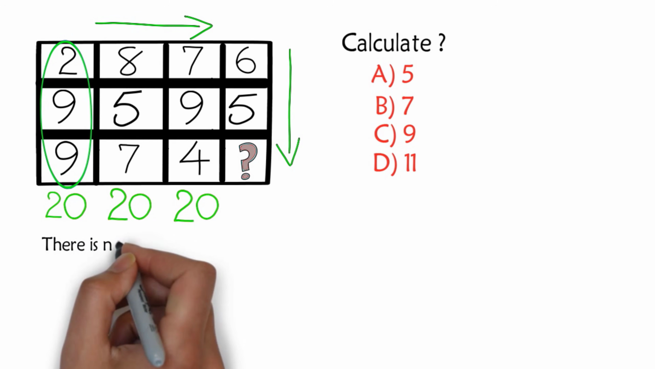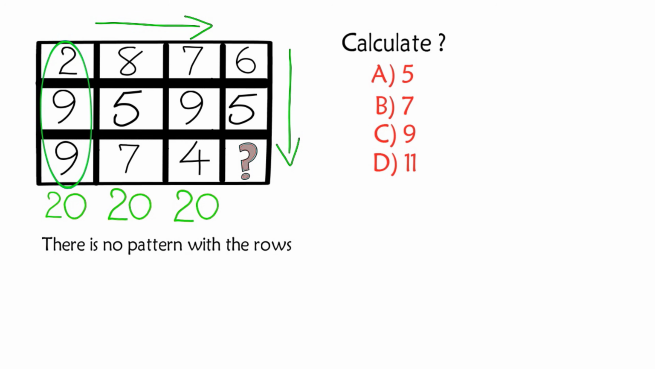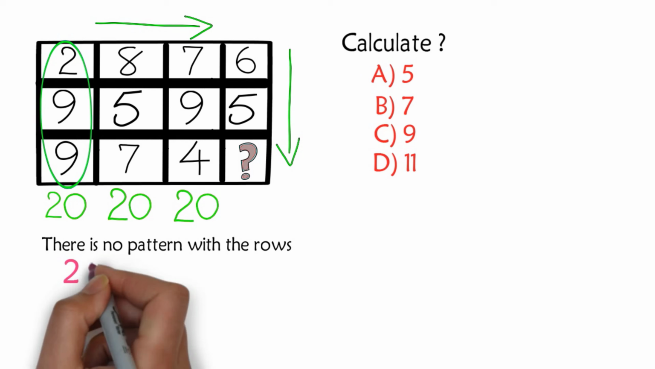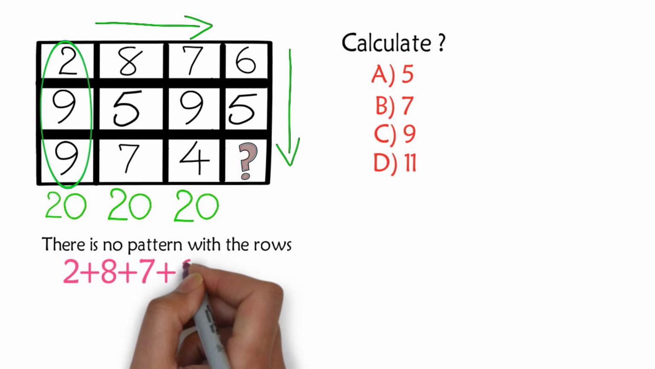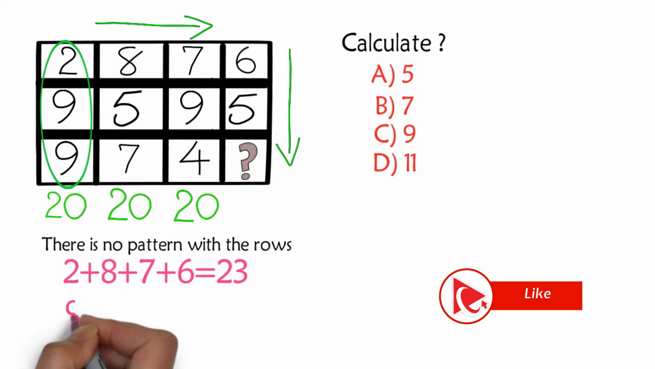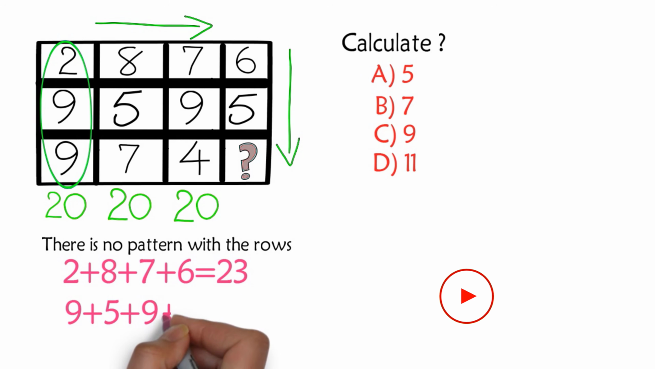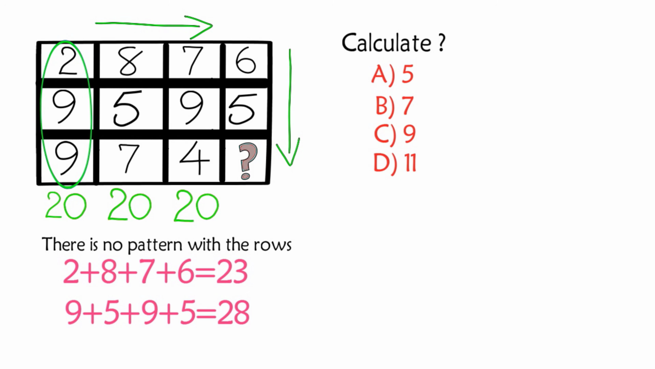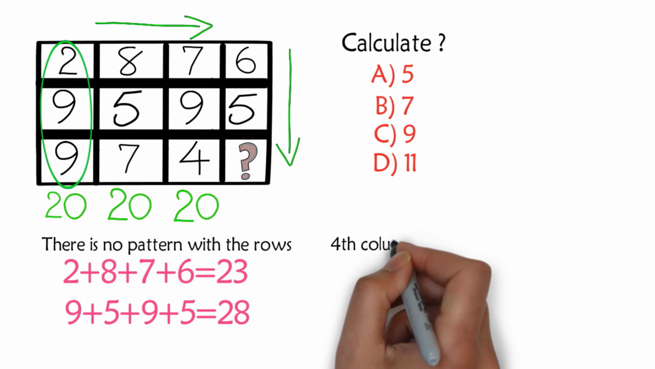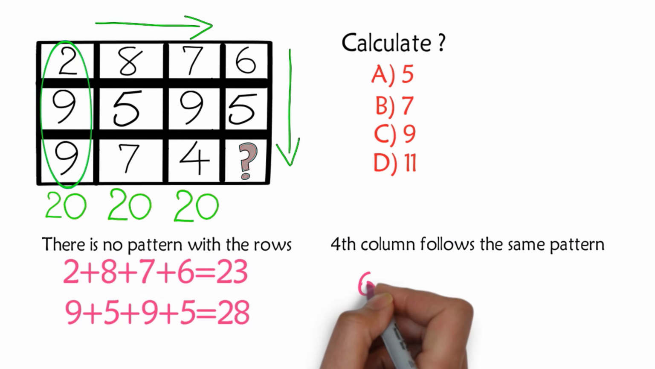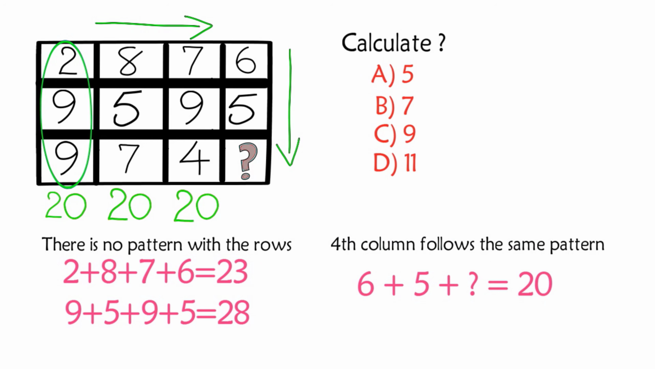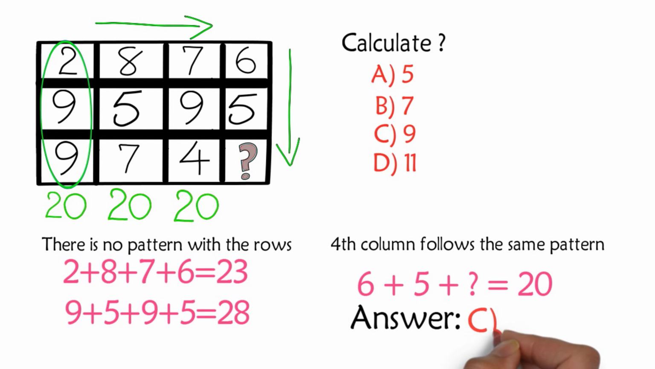We also want to check if there is a pattern with the rows. And there is no pattern, because the first row adds up to 23. 2 plus 8 plus 7 plus 6 equals 23. And the second row adds up to 28. 9 plus 5 plus 9 plus 5 equals 28. So there's no pattern. Based on this information, you can calculate the missing value in the first column. 6 plus 5 plus question mark equals 20. So the answer is C, 9. This is the missing value. Hopefully you figured it out and now know how to answer similar problems on the test.